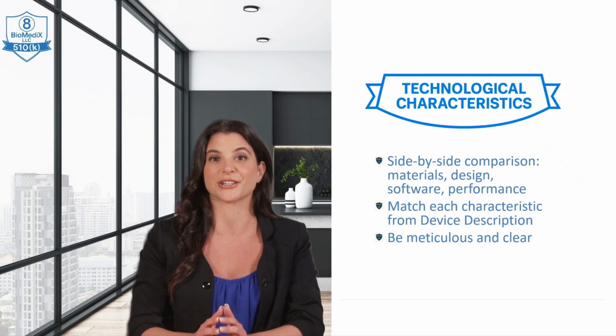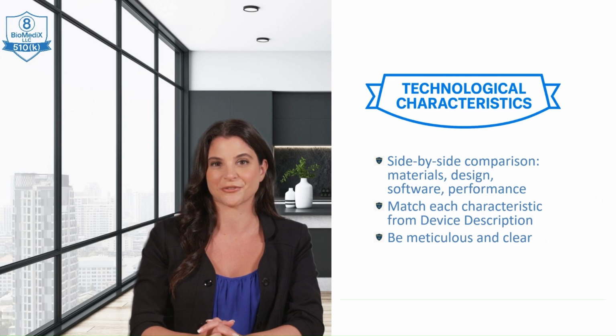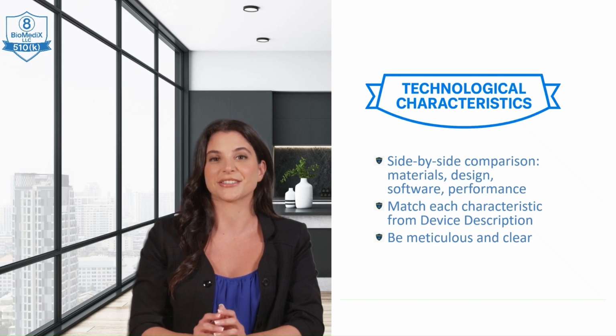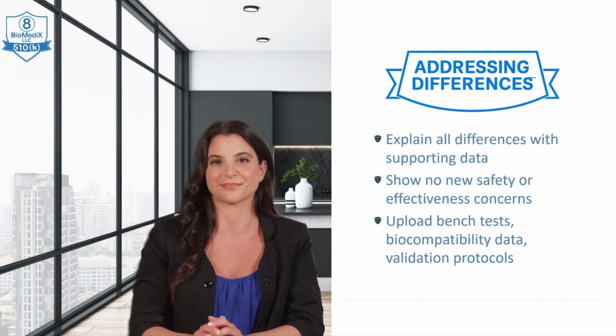For technological characteristics, this is your side-by-side analysis, comparing everything from materials and design to performance and software. This includes, but is not limited to, materials, design, principles of operation, energy sources, software functions, and performance specifications such as output, accuracy, and strength. The best practice is to be meticulous. Every characteristic listed for your device in the device description should have a corresponding comparison point with the predicate.